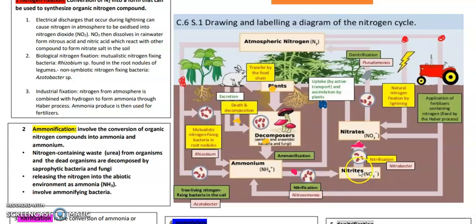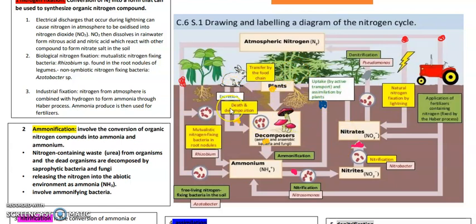Then this nitrite is converted to nitrate by the help of nitrobacter. Then this nitrate is a nutrient for plant. So plant will absorb nitrate and then the plant will be consumed by the animal. So the animal pun akan dapatlah juga element of nitrogen ni tadi. Okay. And then at the end, apa yang jadi?